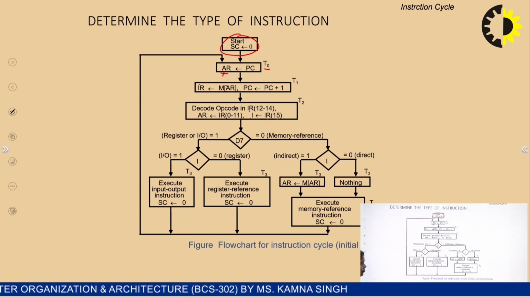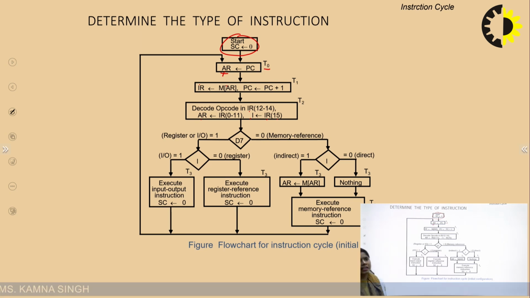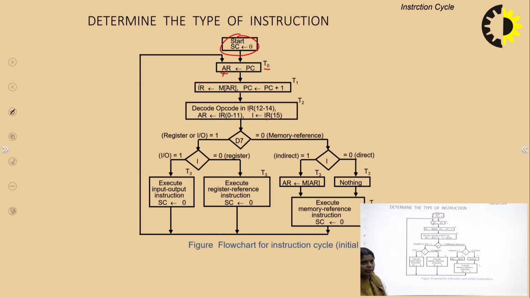Now, the next instruction, you can find out whether this type of instruction is memory reference, register reference, or input output. So you have to check D7. If the D7 is 0, then it is a memory reference instruction. In the memory reference instruction only we have to get the I mode. If the I mode is 0, it means direct, you are not going to collect the data, that is the effective address. And if the I mode is 1, then it goes to the address register and you have to calculate the effective address.